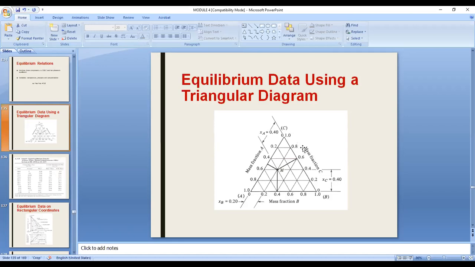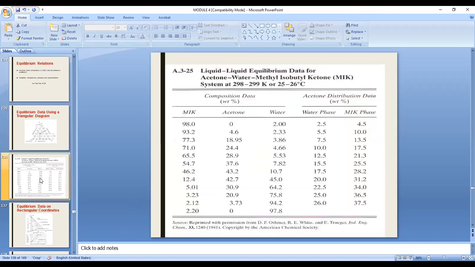Notice that it's not mass fraction anymore, rather mole fraction, but it's now mass fraction because we're talking of extraction. Gas absorption has the mole fraction. Now, this one is an example of liquid-liquid equilibrium data for the acetone-water-methyl isobutyl ketone system. Your acetone is your solute, your water is the B, acetone is the A, and MIK is your C.